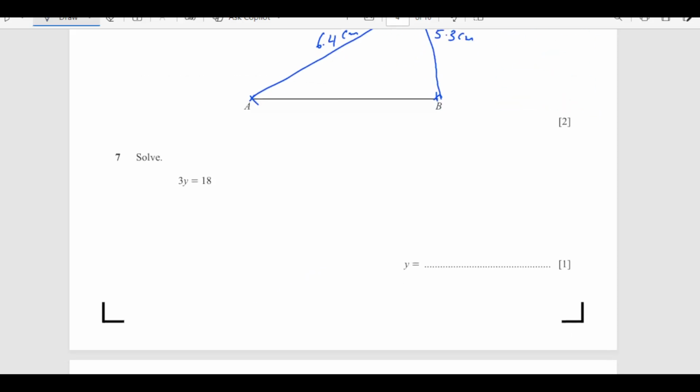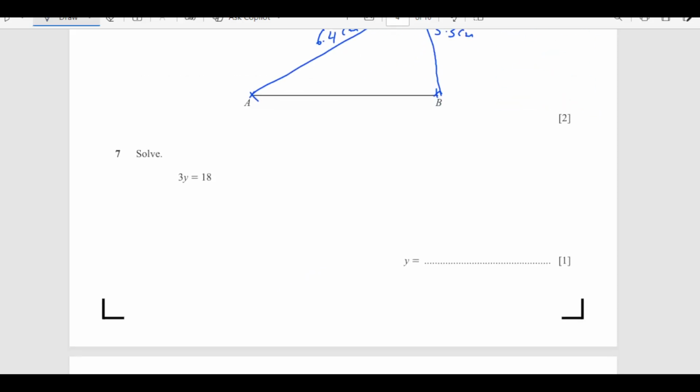Now let's move to the next one. Next we have: solve 3y equals 18. So divide by 3, divide by 3. So y is going to be equal to 6. So the value of y is 6, right?